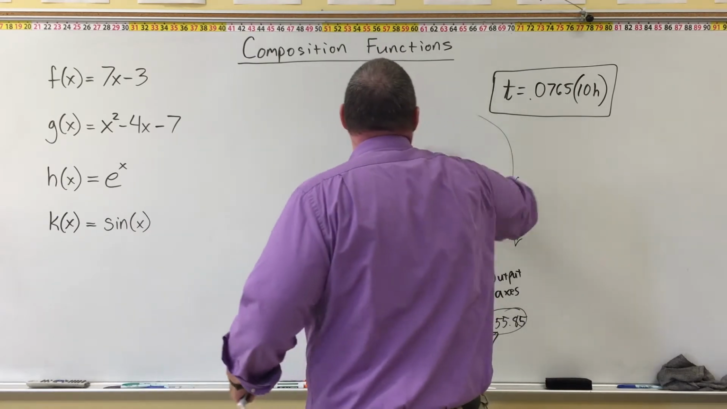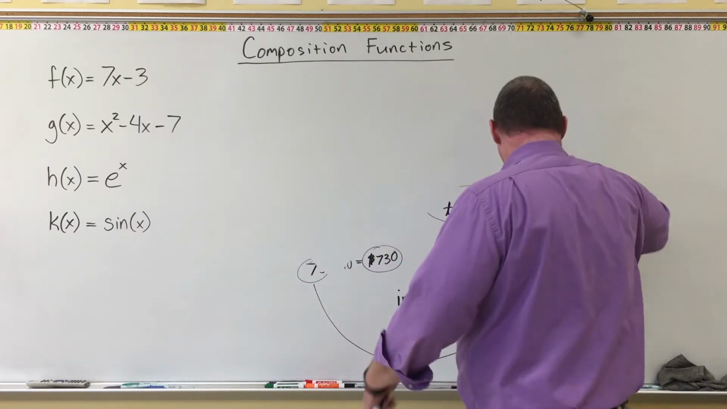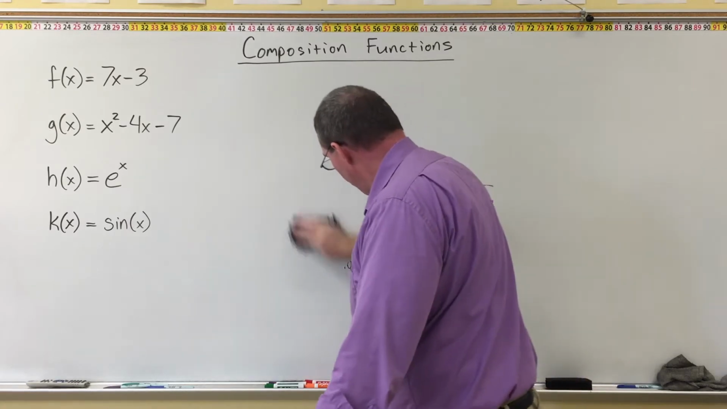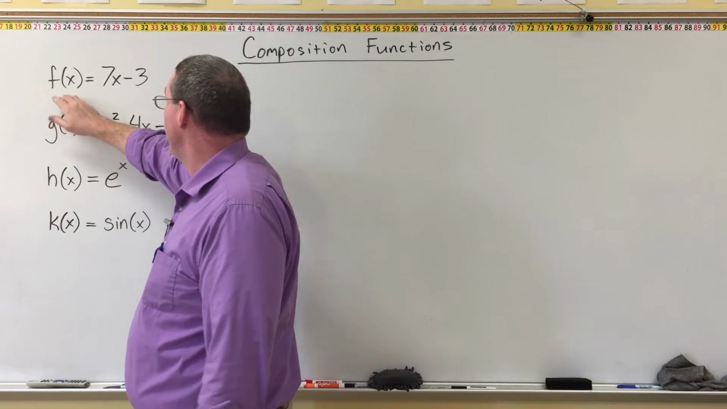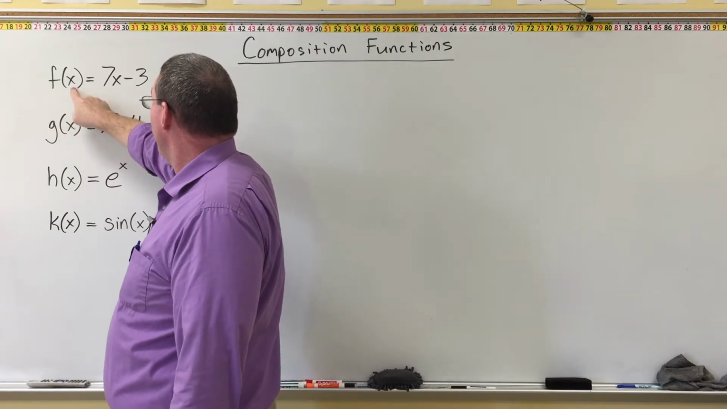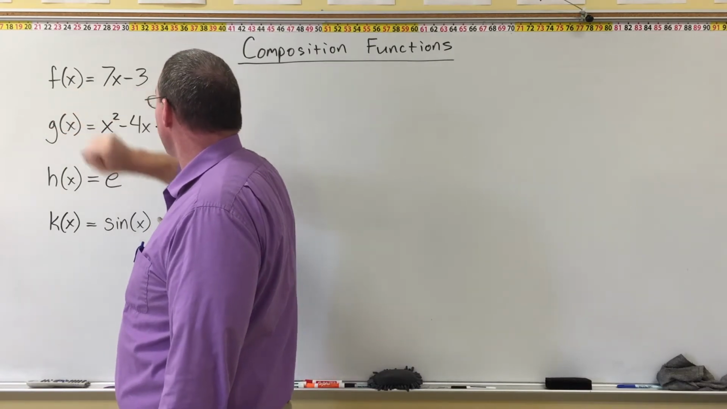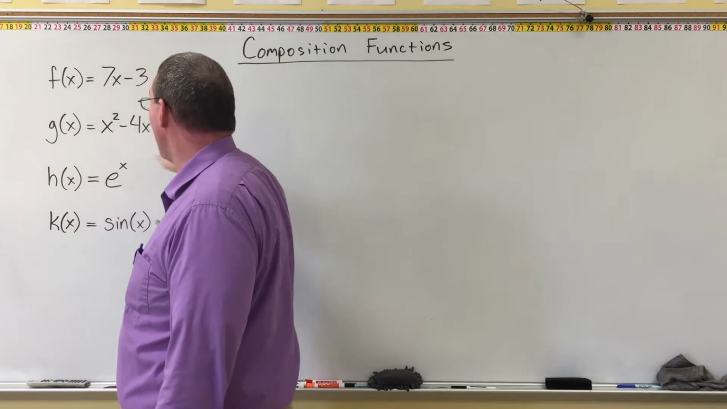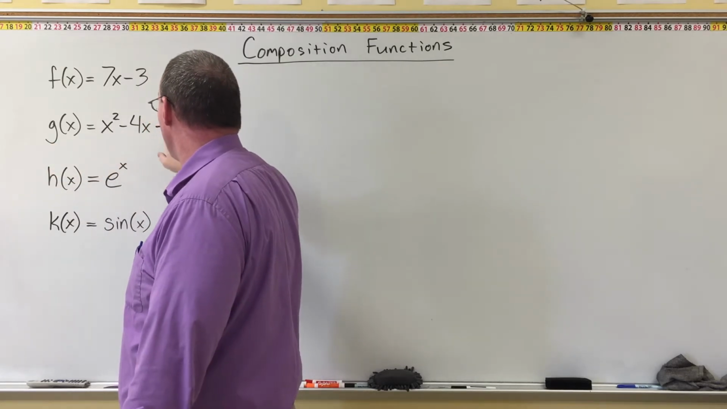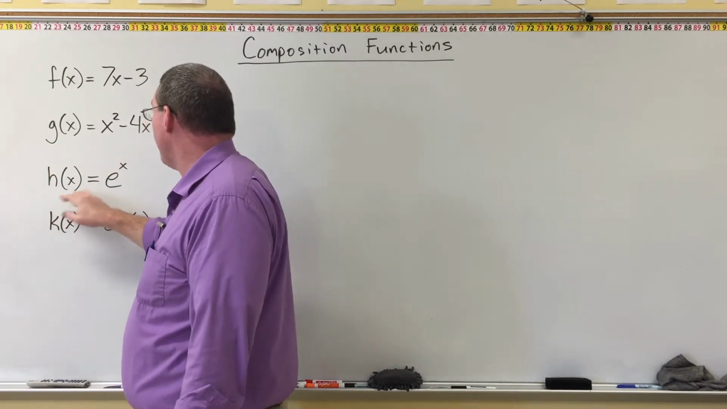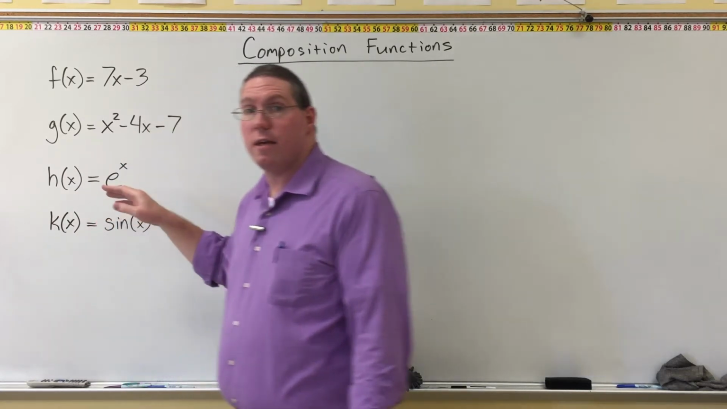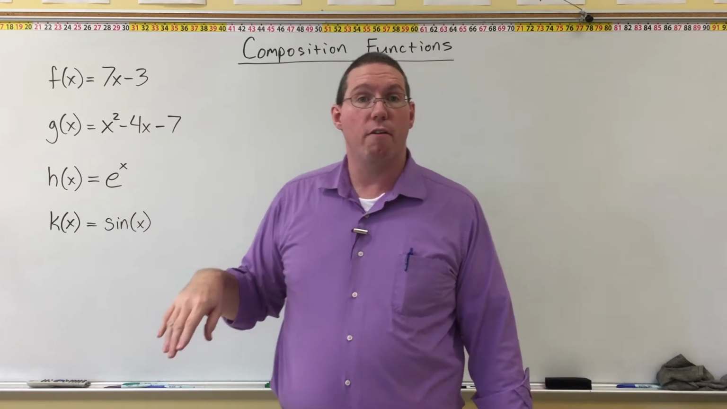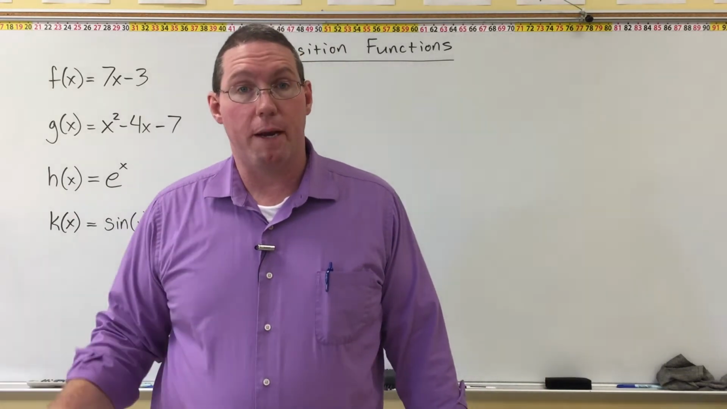All right, I give you all these functions over here. f of x is a function of x, and it is 7x minus 3. That's a linear function. g of x is a quadratic function, x squared minus 4x minus 7. h of x is equal to e to the x power. Remember that e is the exponential base of continual exponential growth.